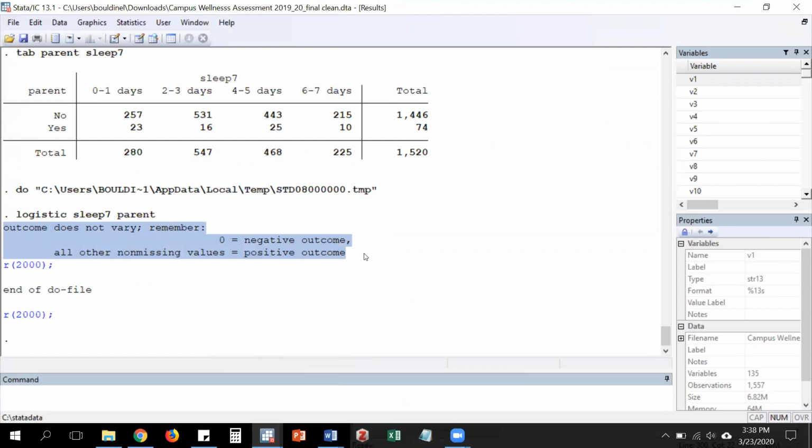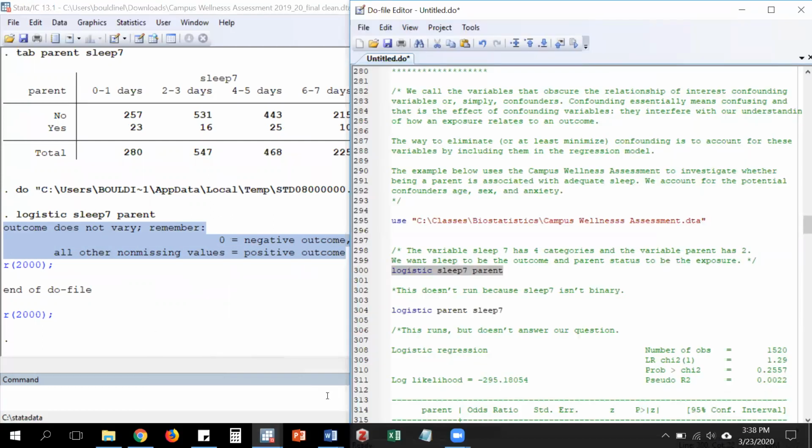Remember, 0 means a negative outcome and any other non-missing values are a positive outcome. So first of all, there's no 0 in the sleep7 variable, but we also need it to be dichotomous. We need a 0/1 sleep variable in order to run this regression. We were hoping that this would tell us: does parent status influence your sleep?